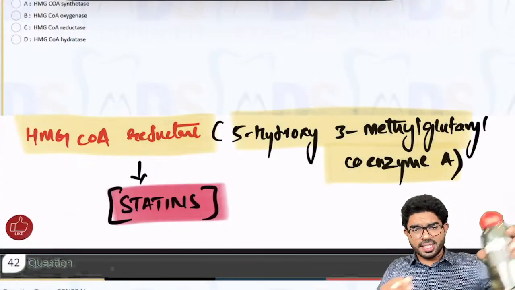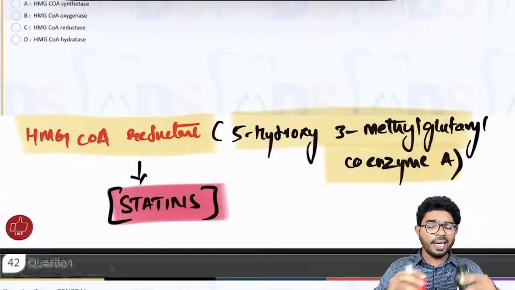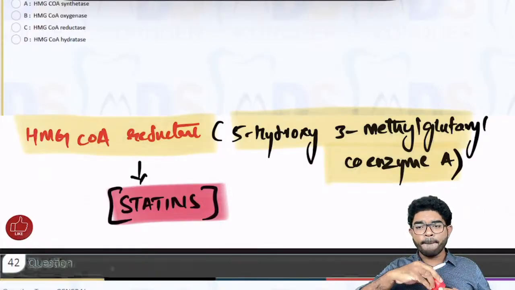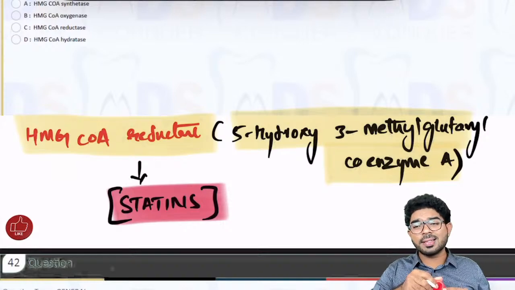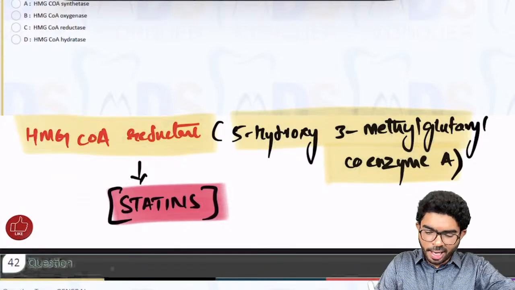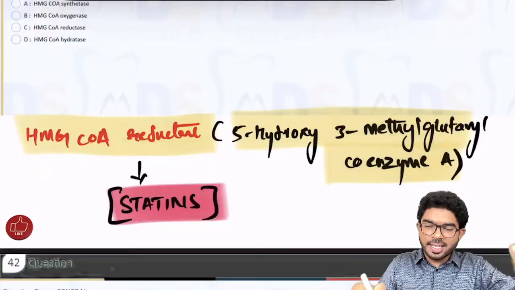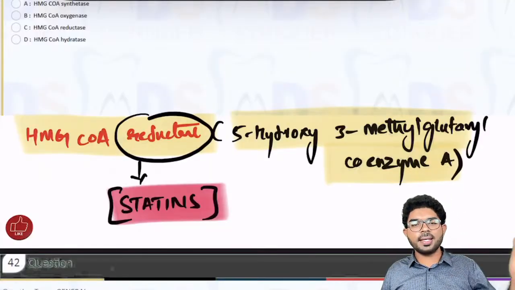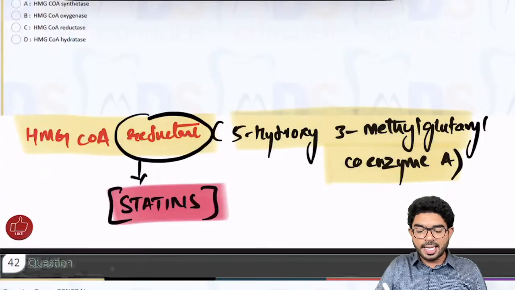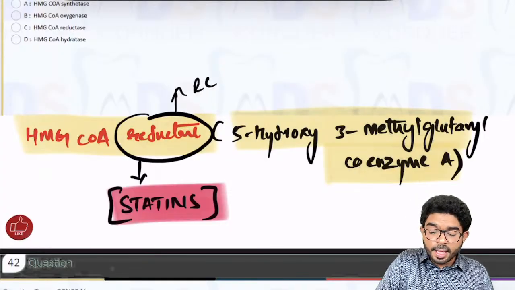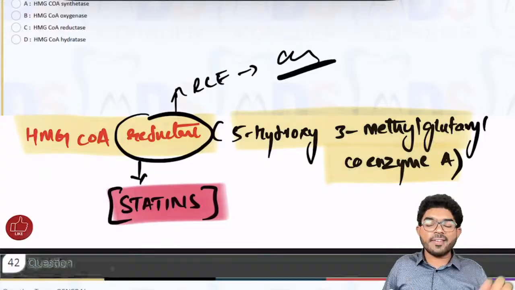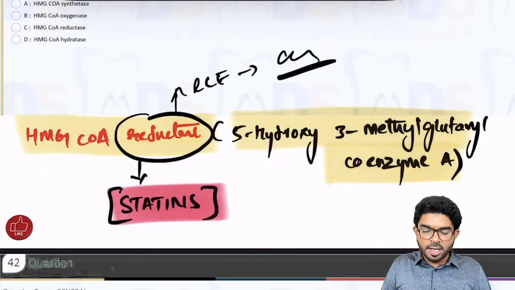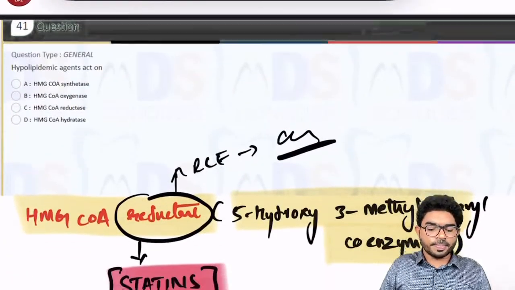This is the other name of HMG coenzyme A reductase, and I clearly told you how to remember this for cholesterol synthesis. I don't want cholesterol synthesis, so what I want is reduction of cholesterol synthesis. So simple it is: HMG coenzyme A reductase is the rate limiting enzyme of cholesterol synthesis. Whenever someone is acting on this, inhibiting this, my cholesterol will drop down. That's what our statins are doing.